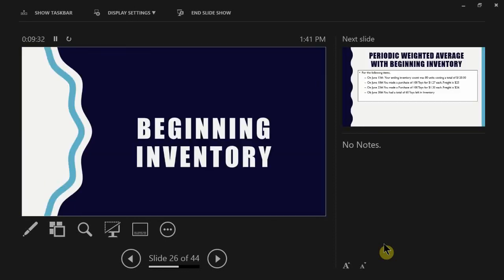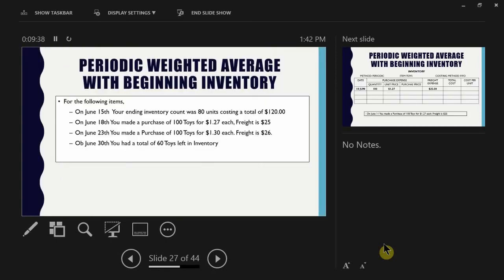So then what happens when you have beginning inventory? All right? So now this is another continuation of this scenario. However, we have now beginning inventory of 80 toys costing you a total of $120. Oh, that's supposed to be $121.60. Okay? And then here it tells me that I made a couple more purchases along the way.